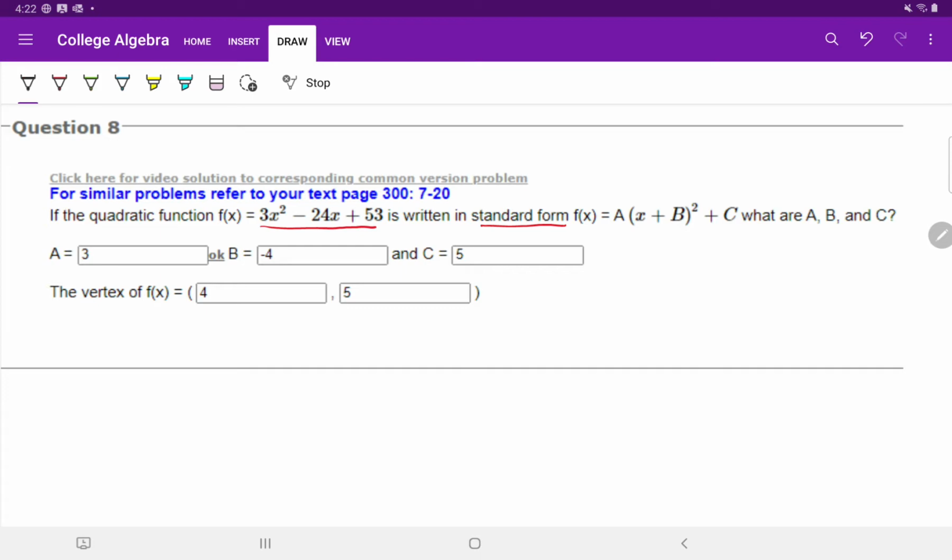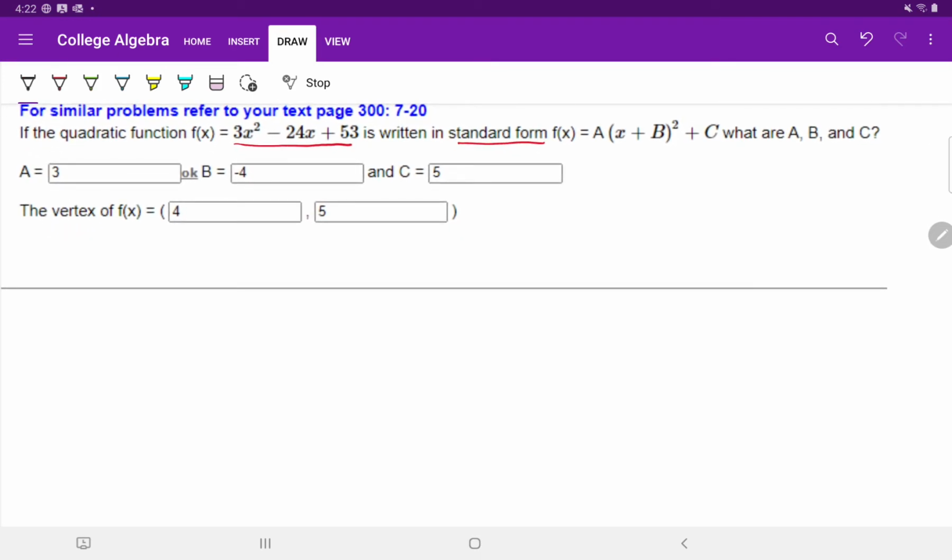We're going to use a process called completing the square, where first we rewrite our function. And we take our first two terms, the terms that contain the x's, and we factor out any number from our first term like this. So from the 3x squared and from the negative 24x, I factor out a 3 and move it out front. But then we still have this plus 53 inside. So the first thing we do is factor out a common factor from our first two terms.